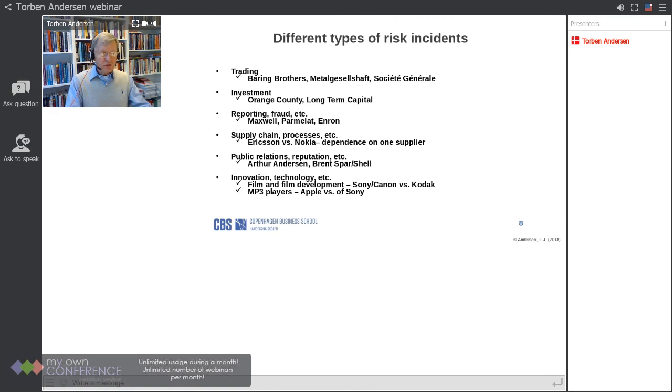Other examples relate to the reporting of your assets, where people actually have been cheating. So we're talking about fraud. The Maxwell companies is one example. Parmalat, the Italian food conglomerate, is an example. And Enron from the US is another example of companies that pretended they had a lot of value where they actually did not. So we see here different types of exposures that relate to financial risks and economic risks, you might call them.